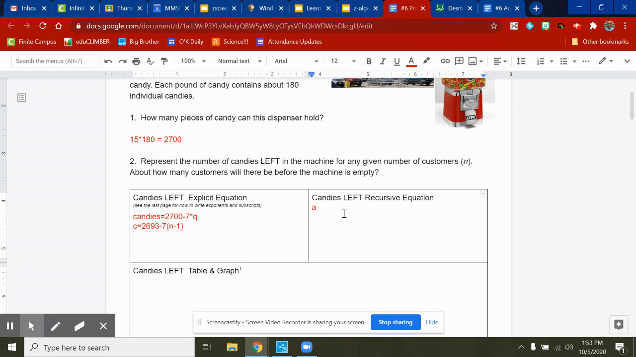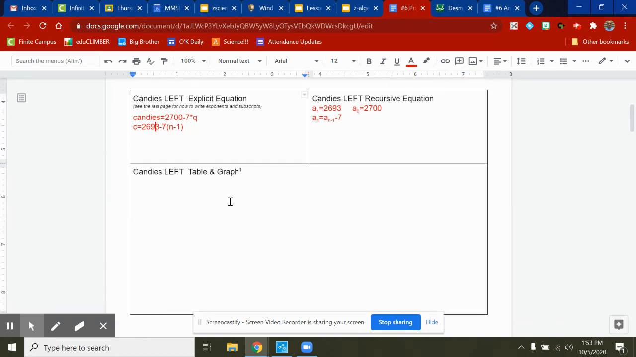Then for my recursive routine, remember I'm always starting with my first term. This is what you have to be careful with. Your first term is 2693. You could have also written this as a sub 0, your 0th term, which is 2,700. Those are both okay. Then to get to my next term, I use the term before, or the n minus 1 term, and I subtract 7. Notice how I have minus 7 here and minus 7 over here, and it depends on whether I'm starting at the 0th term or the first term, and I could input my table and graph here.